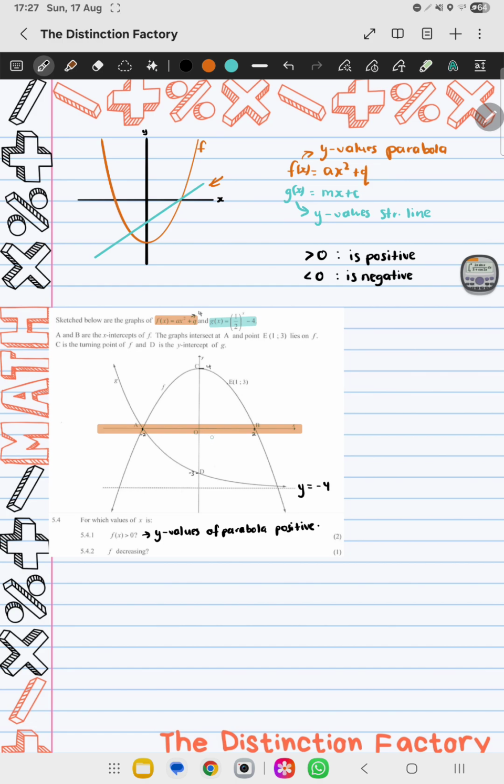And then if we want negative y values, then we'll look below our x-axis, because that's where your y values will be negative. So in this case, they want us to check where are the y values of the parabola positive. So let us look only at our parabola graph, which is this one here.